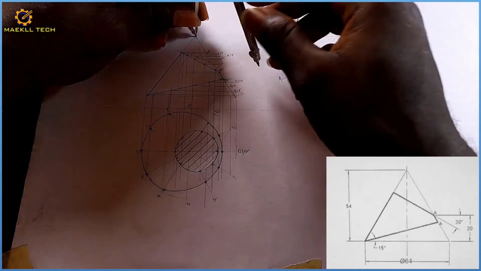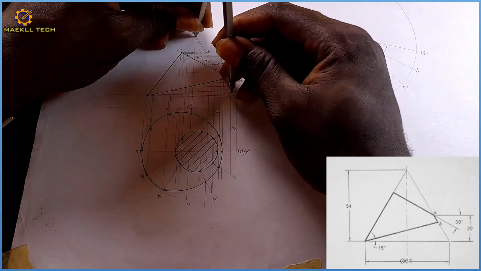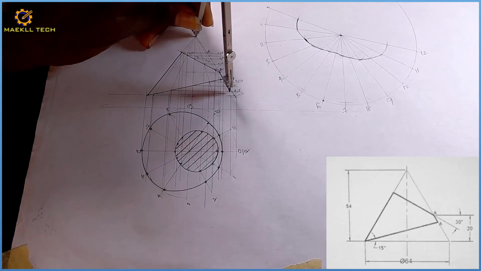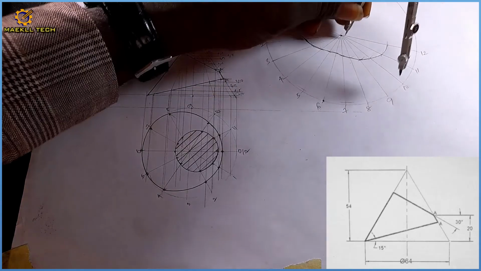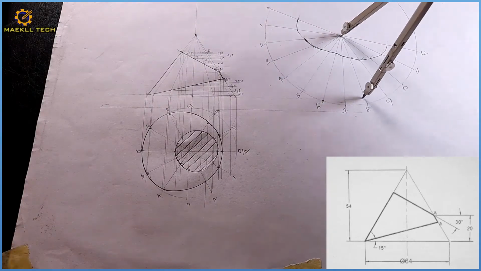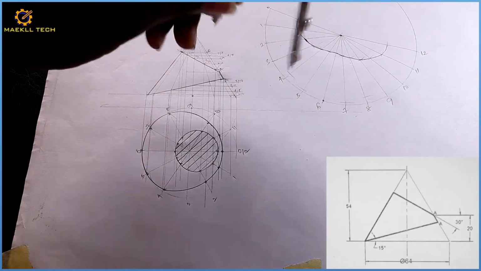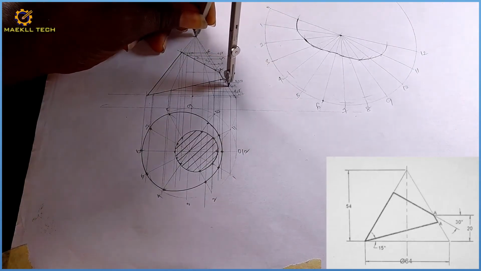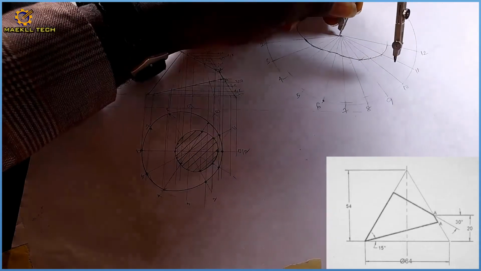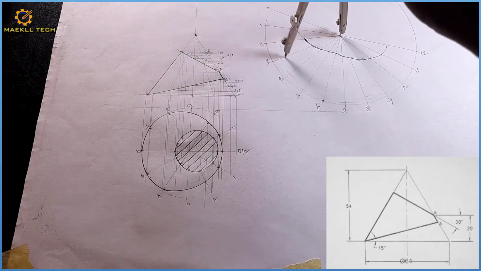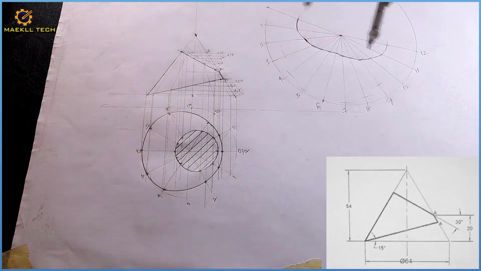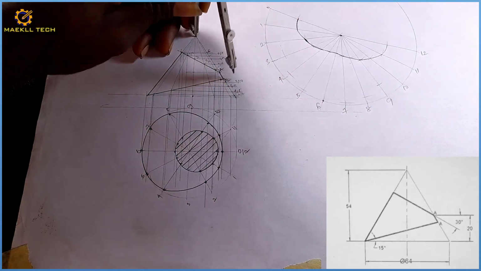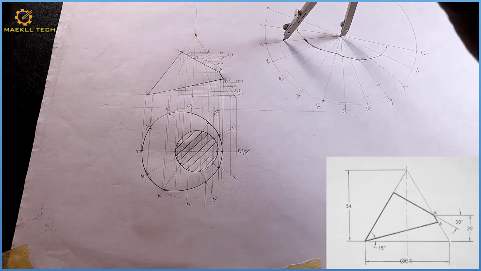Followed by mark 4 and 8, which is this. From this junction, mark 4 and 8. Then followed by mark 3 and 9, which is here. Mark 3 and 9 is that area there. Coming here, I pick mark 3 and 9. Then followed by mark 2 and 10, which is right here.